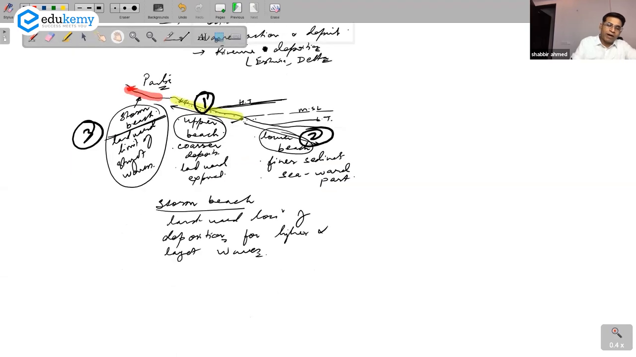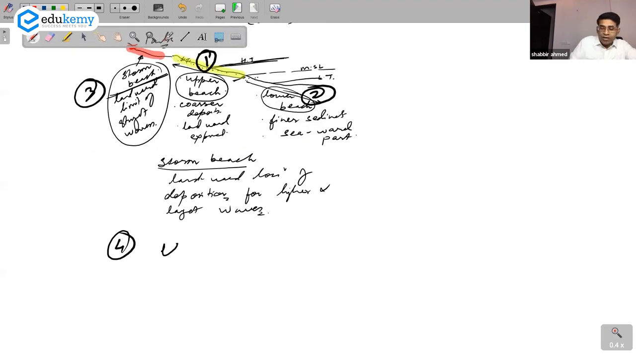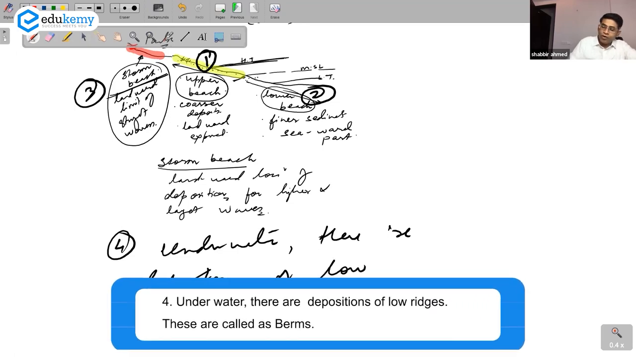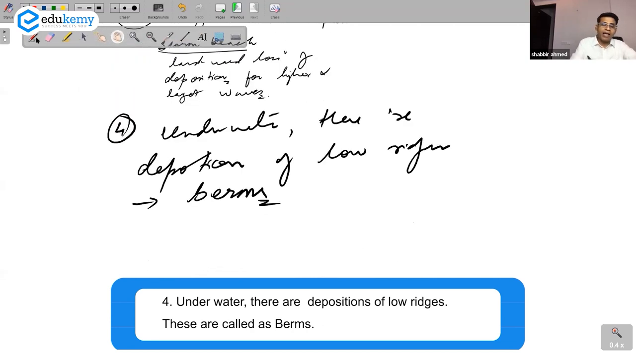Now there is a fourth part. Underwater, there are depositions of low ridges, and they're called as berms, B-E-R-M-S.